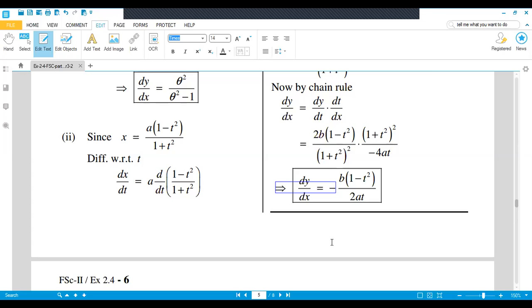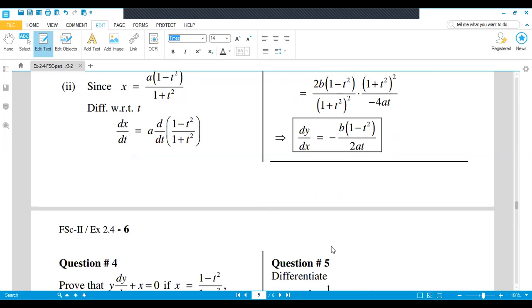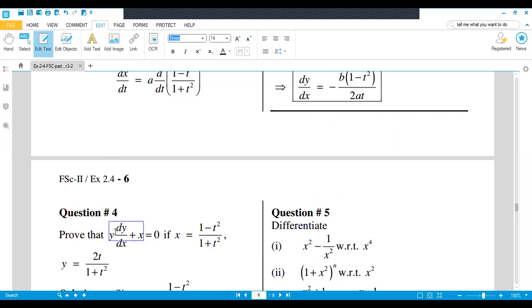Question number 3 has two parts, involves three variables, and we solve it with the help of the chain rule. Now come to question number 4. In question number 4, again we are given a proof: if x is equal to this and y is equal to this. When it says prove, that means when we solve, our answer should be y into dy by dx plus x equal to 0. If you check this, to find dy by dx, first you apply the chain rule, because three variables are involved, x, t, and y.